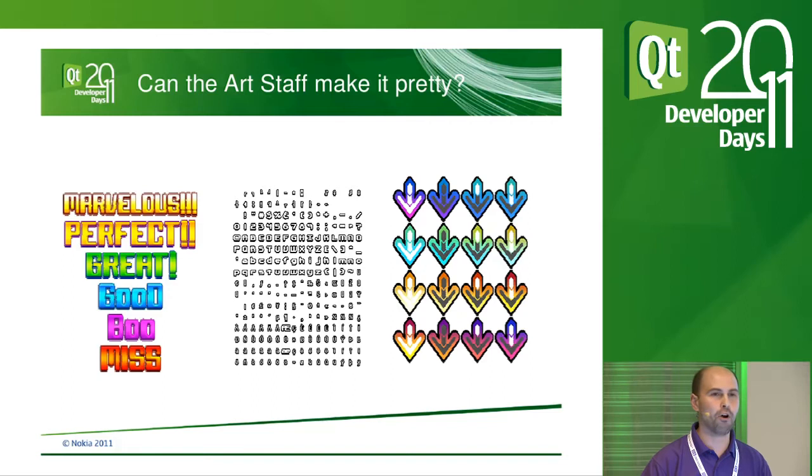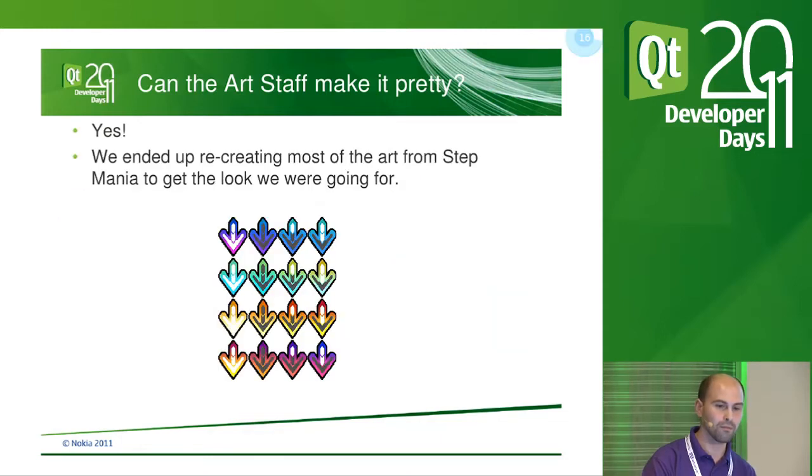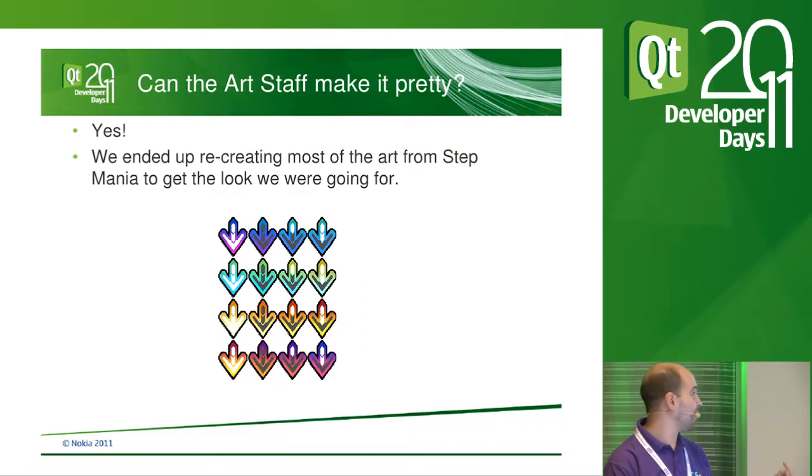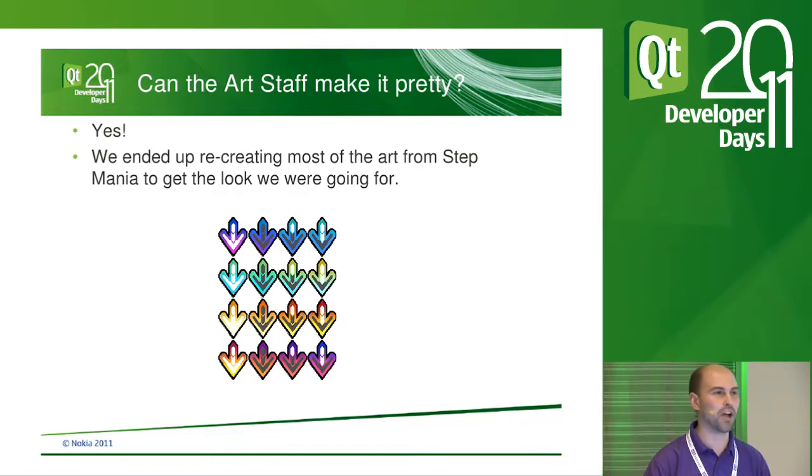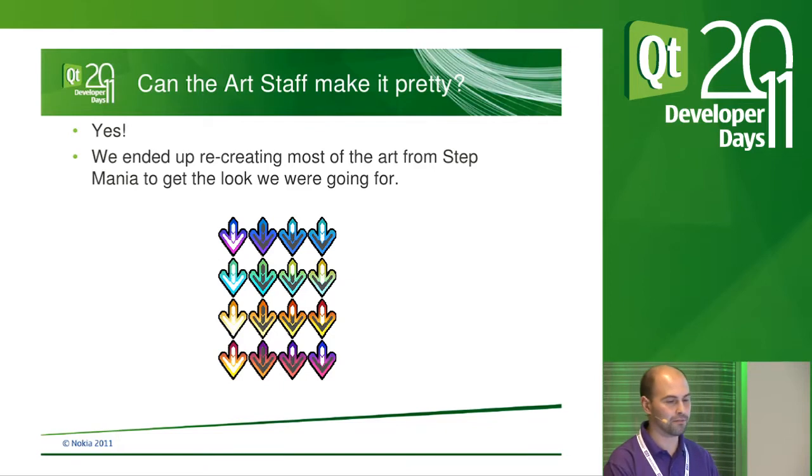So we were able to draw in more resources than we normally would if we just had a C++ application. You normally don't want your artist actually touching the compiler or C++ code. They quickly get in over their heads. In fact, the art staff ended up re-implementing most of the art from StepMania. We had planned to reuse it, but it was just easier to get the effects we want if they just made their own sets of arrows.